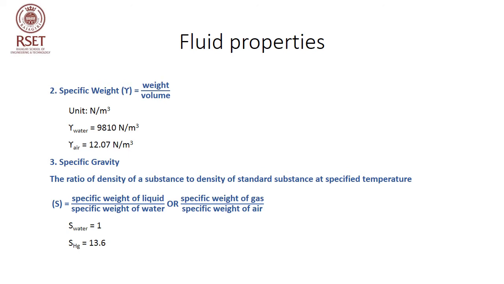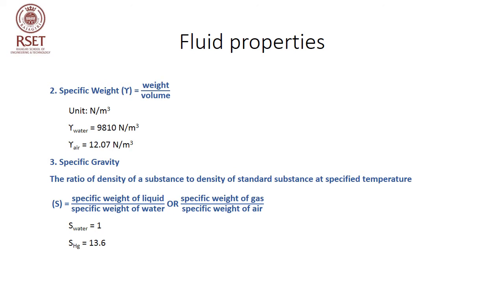So the specific gravity, if you take the case of liquids, is the ratio between specific weight of liquid divided by specific weight of water. But if you take the gaseous form, it will be the ratio between specific weight of gas divided by specific weight of air. Previously we have learned the values of density for water as well as for mercury. So from there we can get the specific gravity: specific gravity of water will be equal to 1, and specific gravity of mercury will be 13.6.